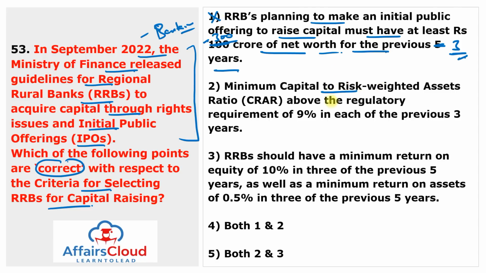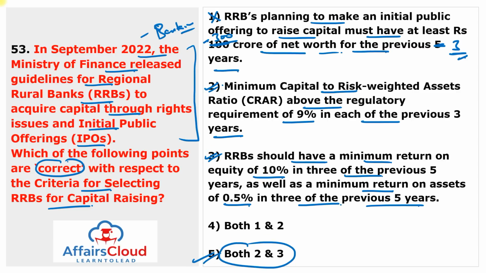Minimum capital to risk weighted asset ratio above the regulatory requirement of 9% in each of the previous 3 years. This statement is also true. And RRB should have a minimum return on equity of 10% in 3 of the previous 5 years as well as a minimum return on the assets of 0.5% in 3 of the previous 5 years. This statement is also true. It means only correct statements are 2 and 3. So, answer of this question is 5, both 2 and 3.